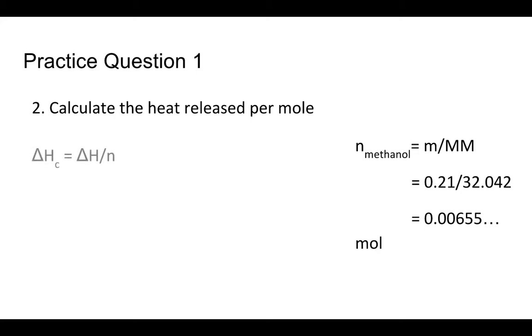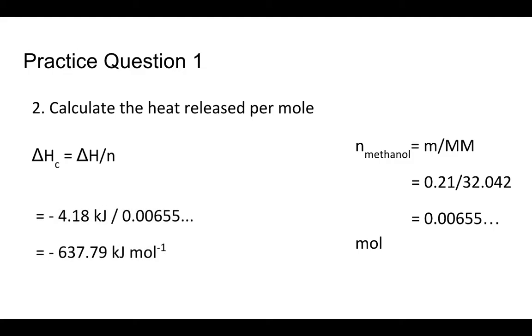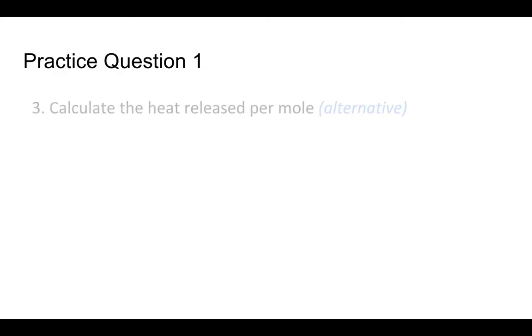In order to work out the molar heat of combustion, which is shown here by the formula ΔHc, that's a little notation to know, that is equal to the change in enthalpy converted to kilojoules divided by the number of moles. So that's equivalent to negative 4.18 divided by the number of moles that we found earlier, and that's equal to a total molar heat of combustion of negative 637.79 kilojoules per mole. That's the number of kilojoules released per mole of methanol combusted according to our data.